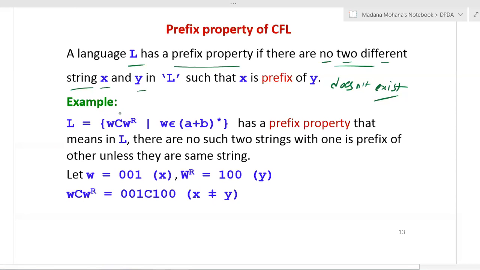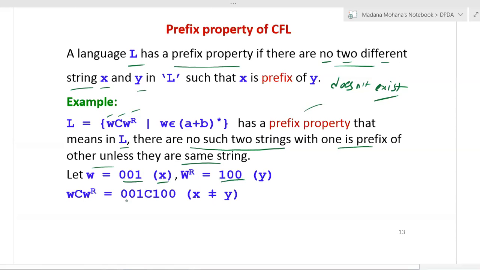For example, let us take the previous example language L equal to w c w^R, where w belongs to (a+b)*. It has the prefix property. That means in L, there are no two strings with one a prefix of the other unless they are the same string. Let us see here: w equal to 001, let us say X. Then w^R equals the reverse, 100. Let us say Y.